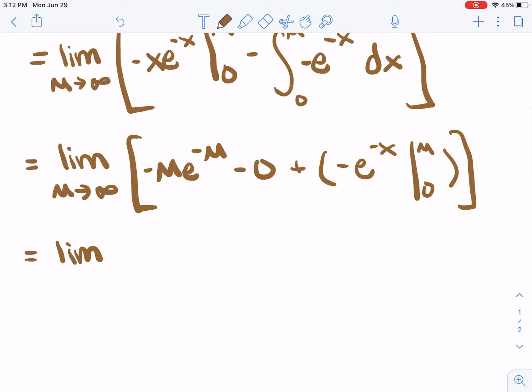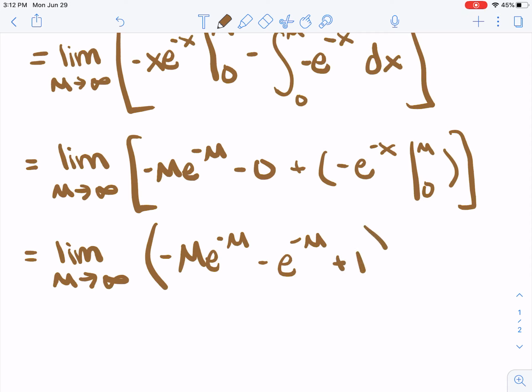That is the limit as m goes to infinity of minus m e to the minus m minus e to the minus m, let's see, minus negative 1, so plus 1.